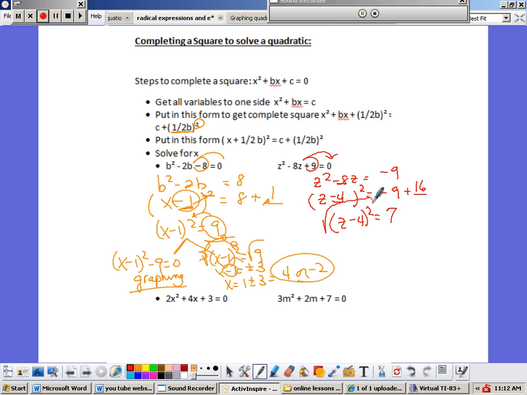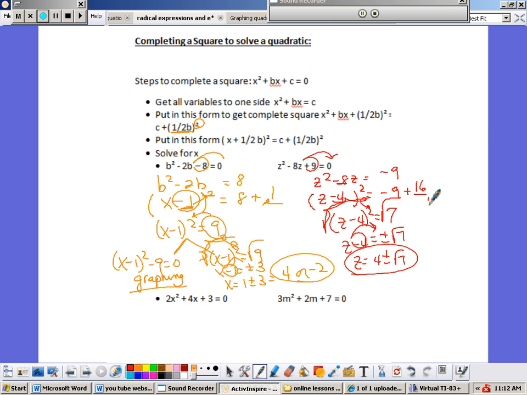I'm going to square root both sides if I'm solving it. I get z minus 4, because this disappears, equals plus or minus the square root of 7. Pick up the 4, move it over, so z is equal to 4 plus or minus the square root of 7, and I can't put that together.